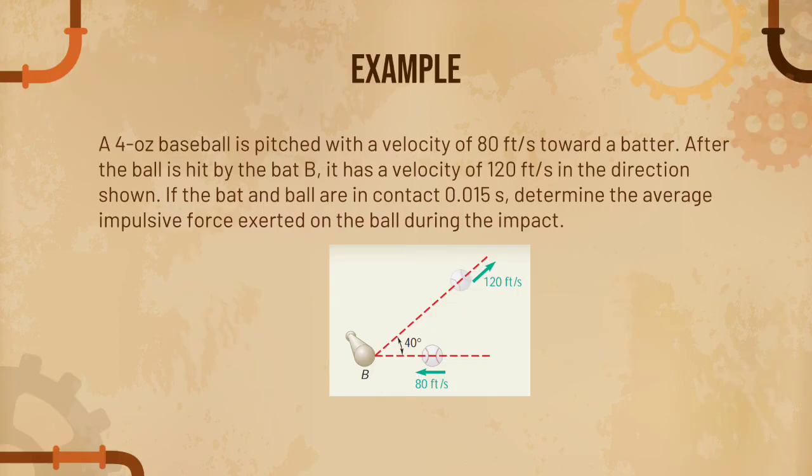Example 2. A 4-ounce baseball is pitched with a velocity of 80 feet per second toward a batter. After the ball is hit by the bat P, it has a velocity of 120 feet per second in the direction shown. If the bat and the ball are in contact 0.015 second, determine the average impulsive force exerted on the ball during the impact.